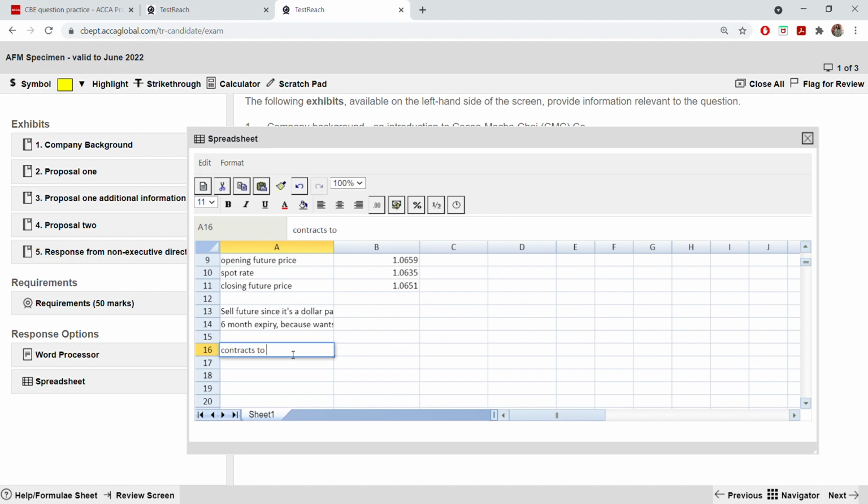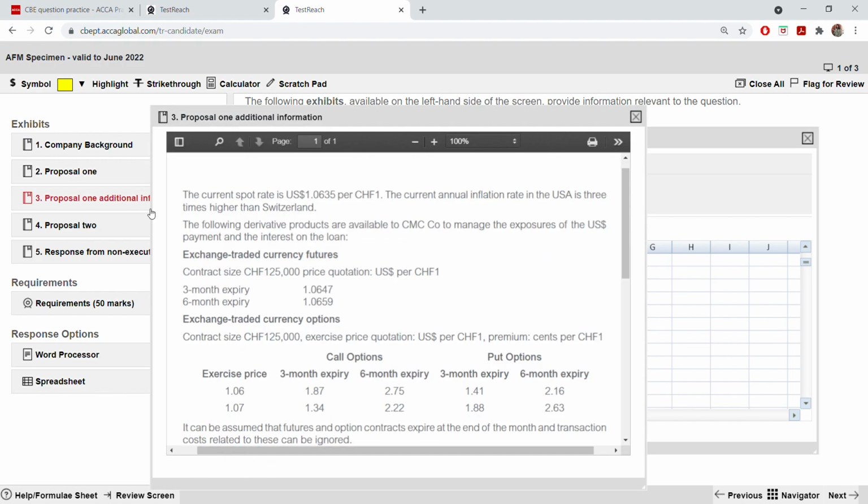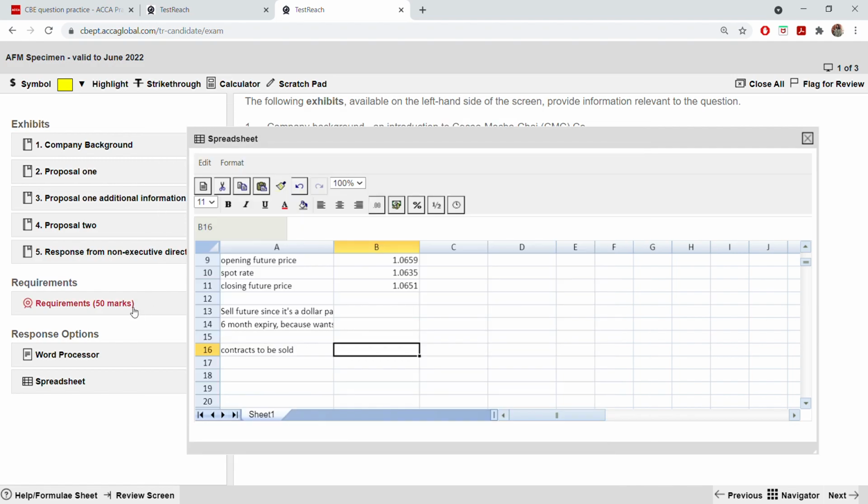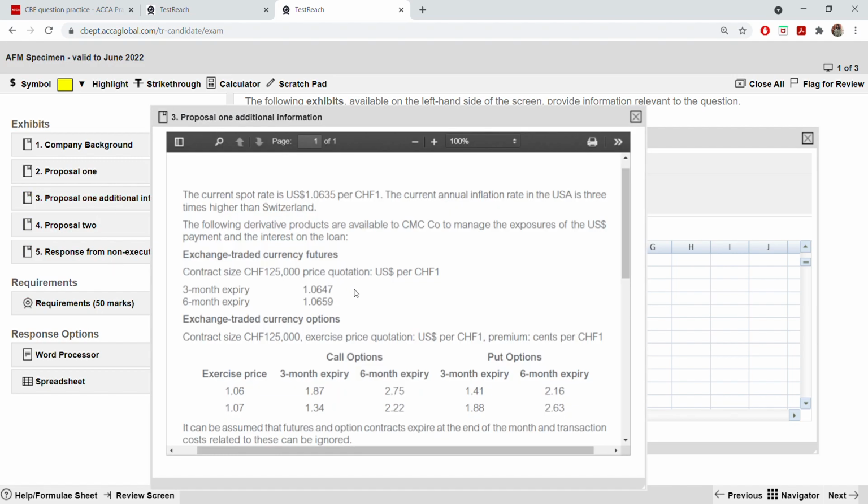Contracts to be sold. Remember, when you have to find the number of contracts, your contract size and your currency has to be same. This is in Swiss franc, but your payment is 5,60,000. It is in US dollar. So first convert it into Swiss franc and divide by 125,000. Don't convert this to dollar. This will remain fixed. That currency you have to convert to Swiss franc first and then divide by 125,000 to get the number of contracts.